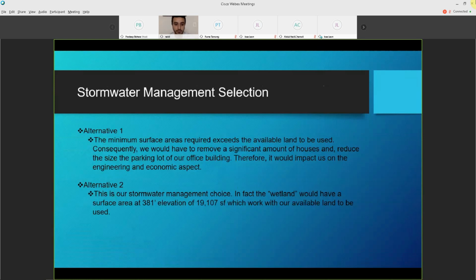Next slide. For alternative 1, the minimum surface area required exceeds the available land. Therefore, it would impact us on the engineering and economic aspect. That's why alternative 2 is our stormwater management choice. In fact, the wetland would have a surface area of 381 feet of elevation and 19,107 square feet, which would work for our available land use. Thank you. Next slide.